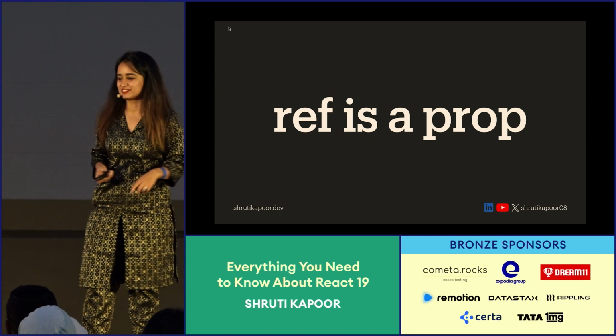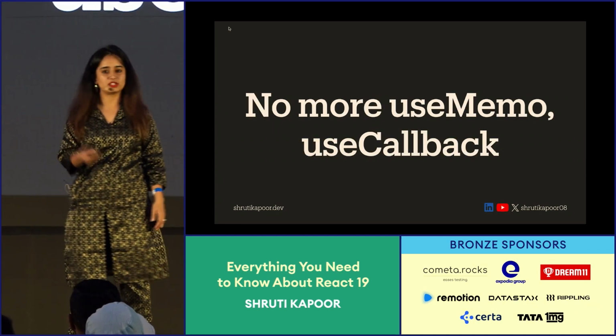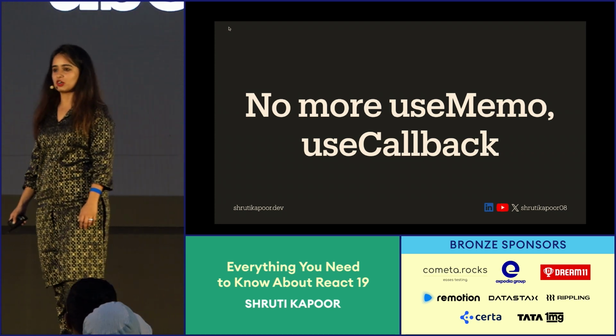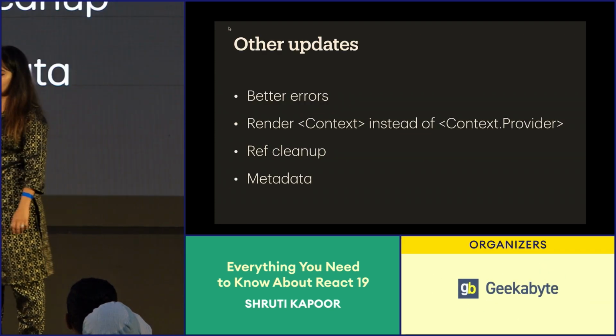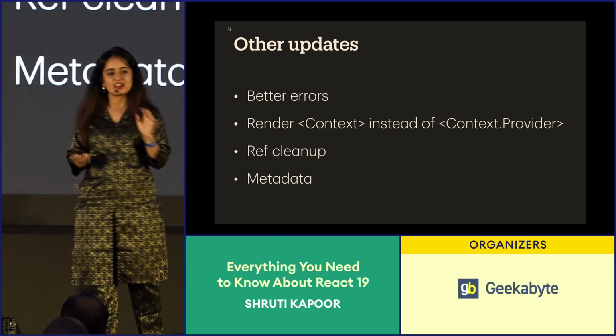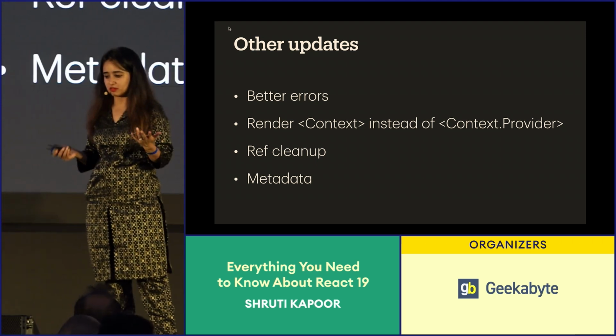Such a big relief. Then you don't have any more useMemo and useCallbacks. You don't have to use them anymore. They're still around, but React Compiler will do the magic of auto-optimization for you. There are some other updates. Errors are now better polished. You can use context instead of context provider.